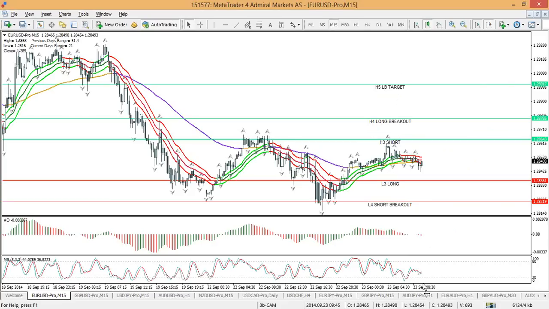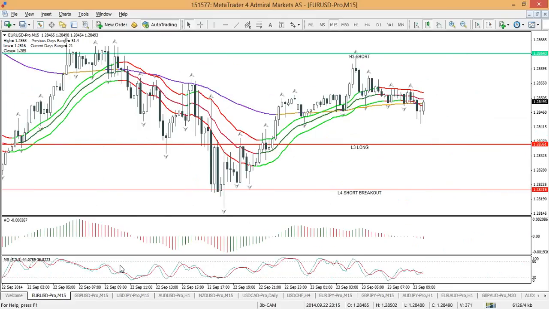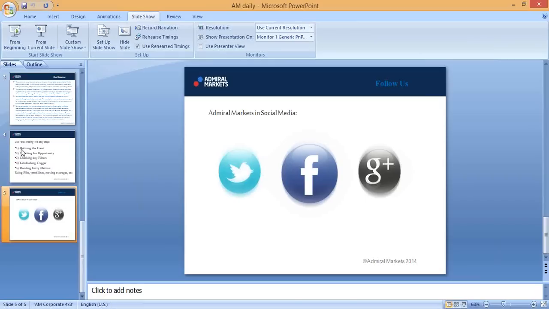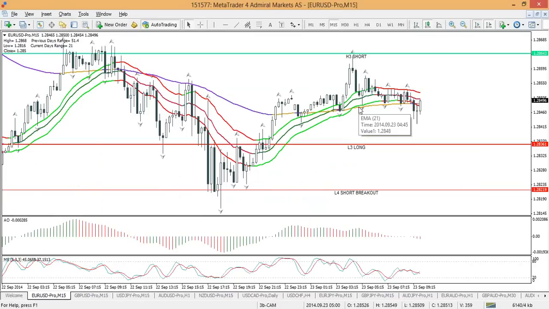Another way of looking at it, for instance, as we said in the five steps, right? Step four is establishing a trigger, and five is the entry method. Although the H3 in this case could be a resistance because the moving averages are not that well. Now it looks a bit on the upper side, but don't get fooled because we zoomed in a lot.